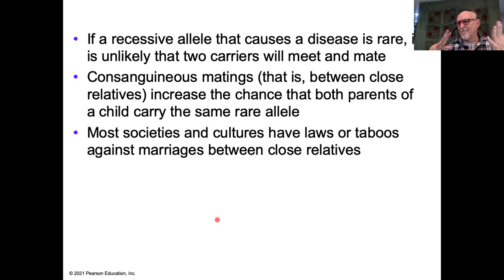And different societies have different conventions for how far away you can marry. The norm for most societies is that cousin is the closest that you can marry without societal taboo, and that is probably one of the reasons why.